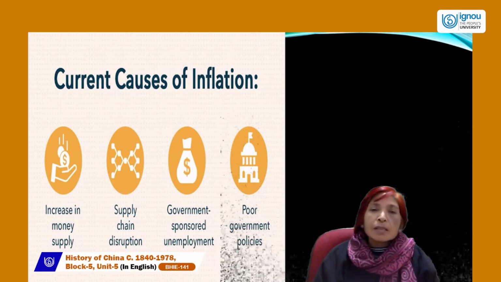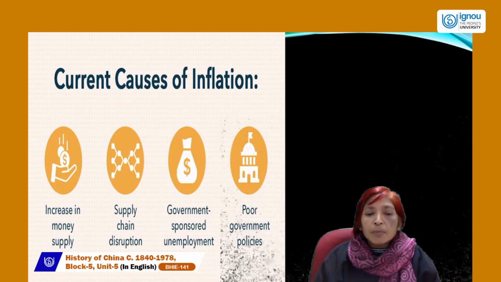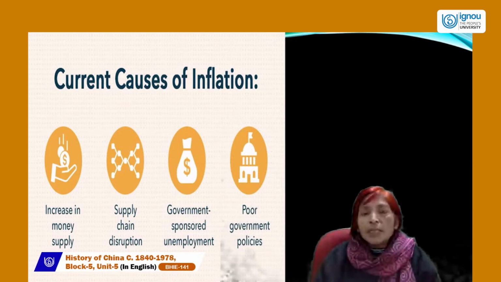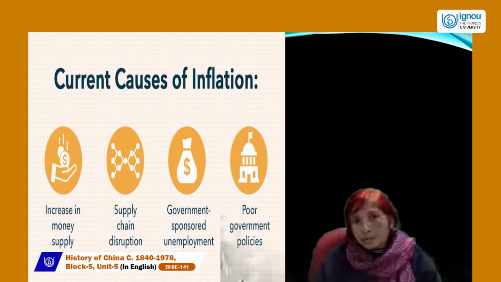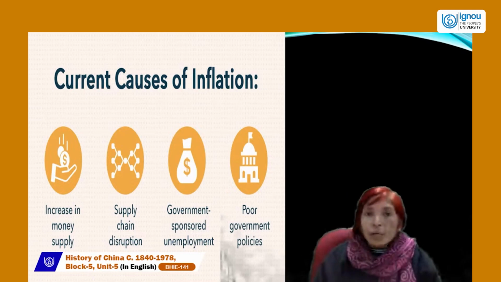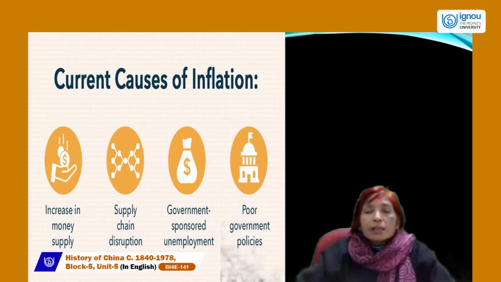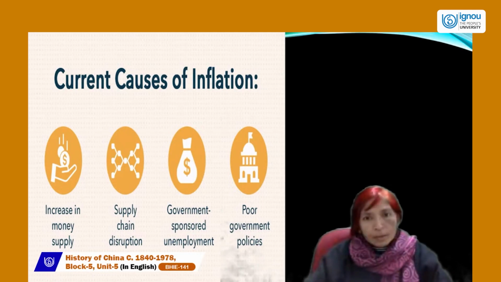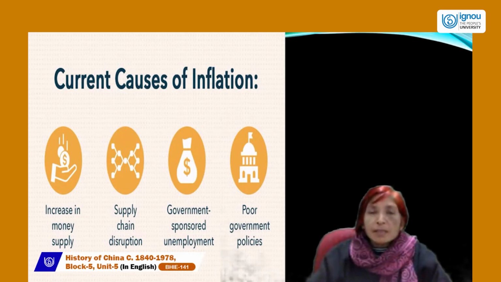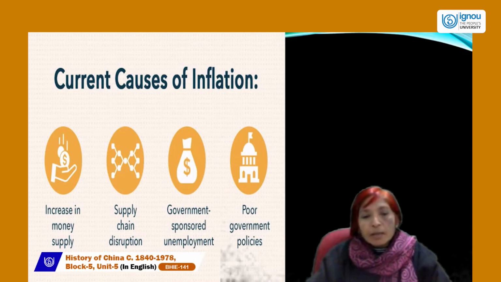Now next is supply chain disruption. It means when supply of goods and services is less than its demand. It means people are demanding more goods and services, but the supply is less or in short. When supply is less than demand, then price level will rise. Third is government sponsored unemployment.